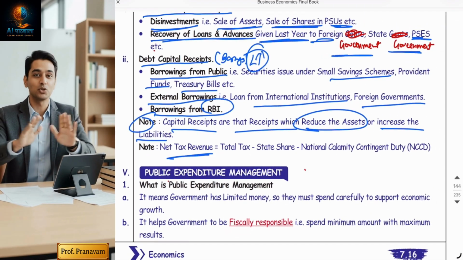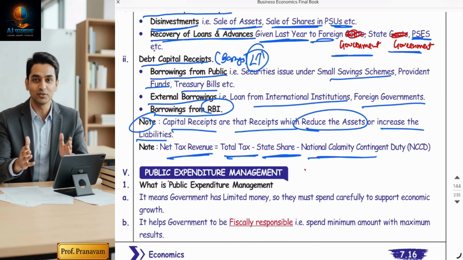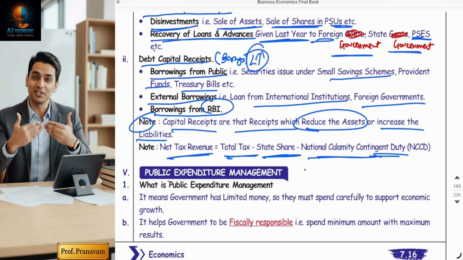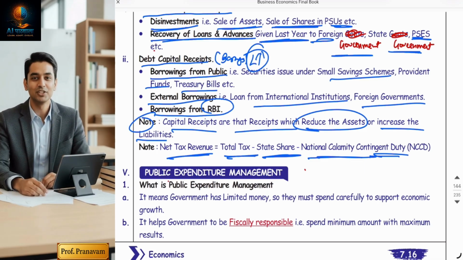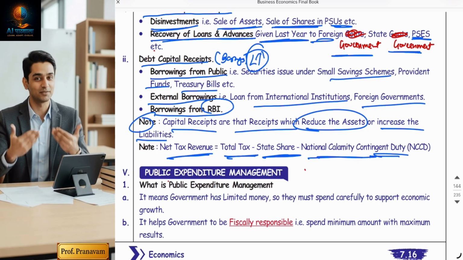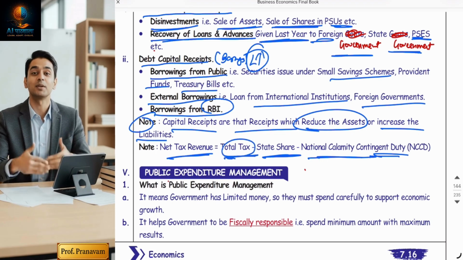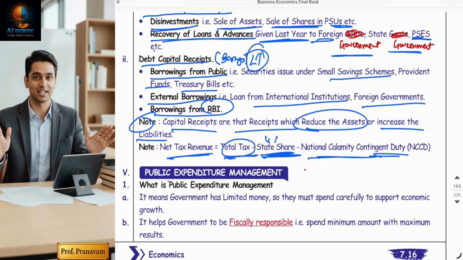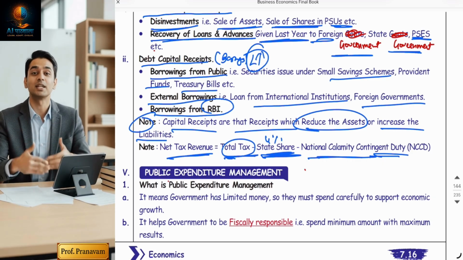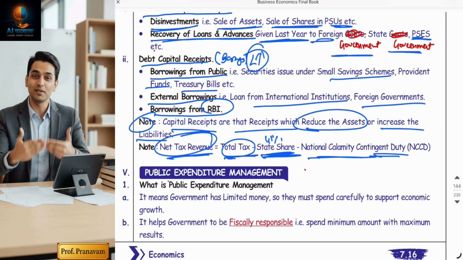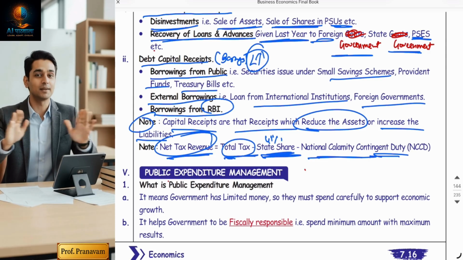And one formula is there. What is net tax revenue? It is total tax minus state share minus national calamity contingent duty. As we have studied in Unit 1, right? Fiscal federalism, which is decided by the Finance Commission. The tax revenue gets divided between the state governments and the central government, and the state governments get 41% of the net tax pool. That is, net tax revenue means total tax minus state share, 41%. Some money is kept in a contingent fund, national calamity contingent duty. The rest, the balance, is managed by the central government, which is called net tax revenue.